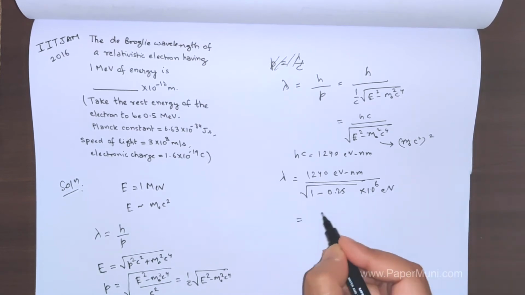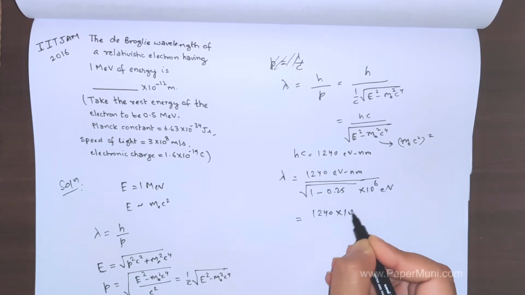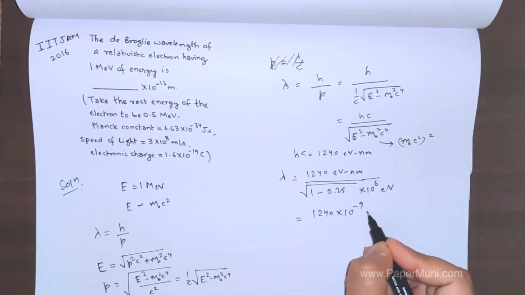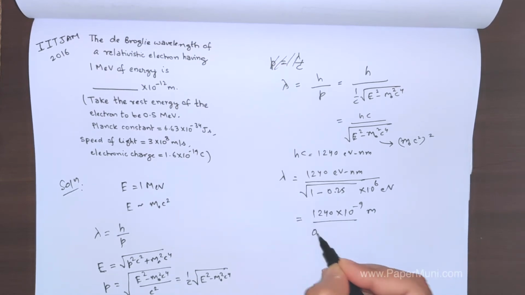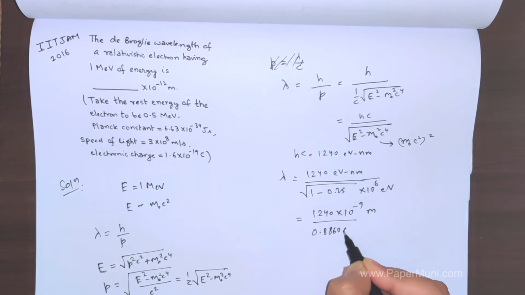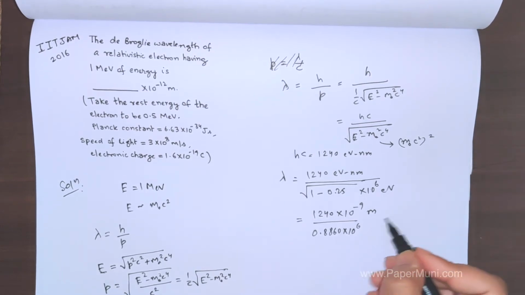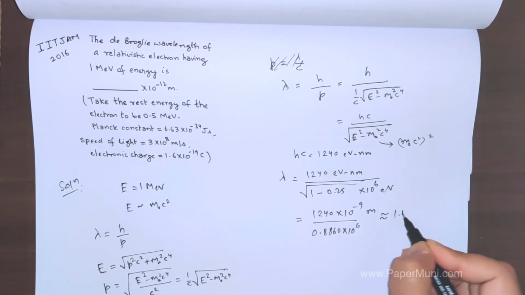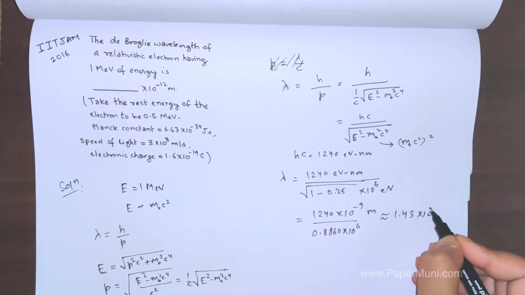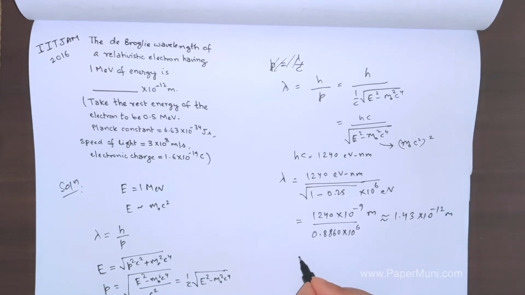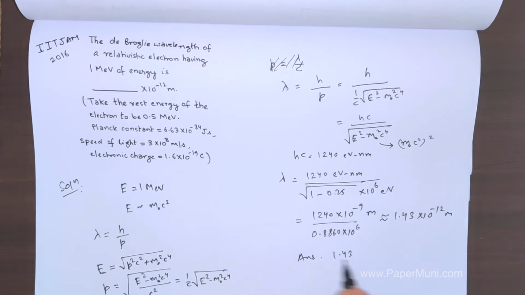So what you get is 1240 into 10 to the power minus 9, in meter. The eV gets cancelled. This will be 0.8660 into 10 to the power 6, and this value will be around 1.43 into 10 to the power minus 12 meter. So the answer here will be 1.43. This is a numerical value, so the answer key would have been in the form of a range, but this is correct. So this is how you solve it.